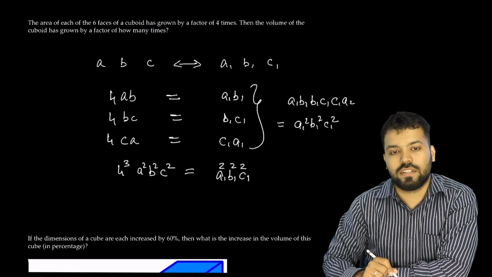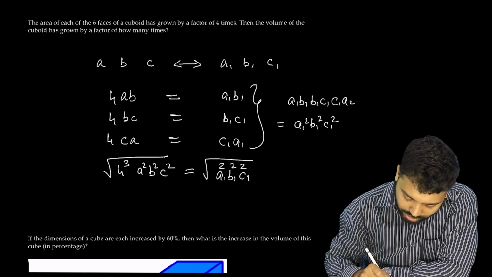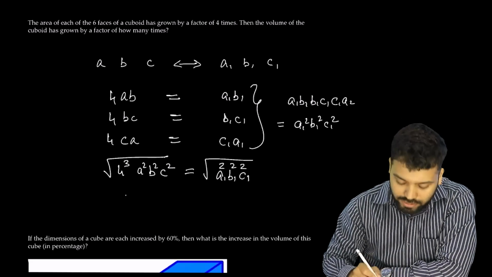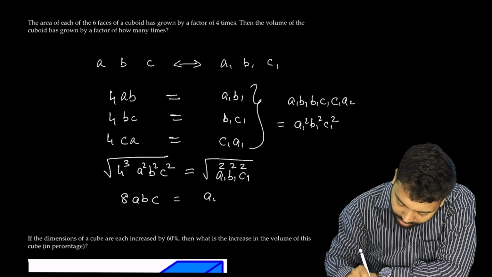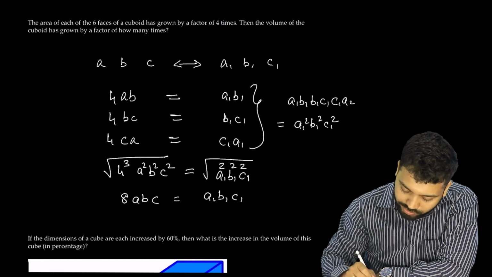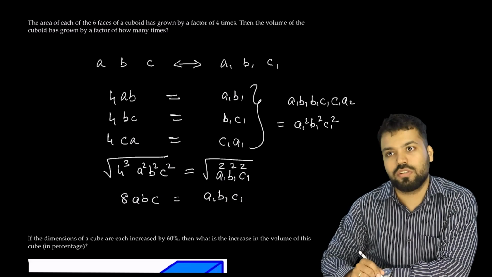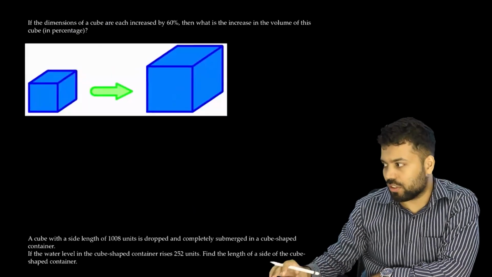Is it correct? Now all that I have to do is take the square root. 4 cube is 64, and the square root of that is 8. So 8 times ABC is equal to A1 B1 C1. So the new volume, which is A1 into B1 into C1, is 8 times the old volume. So the answer is 8 times. Okay, we'll move on to the next question.